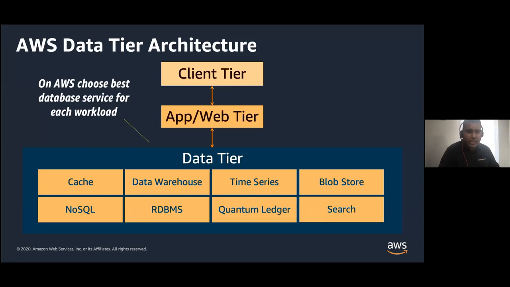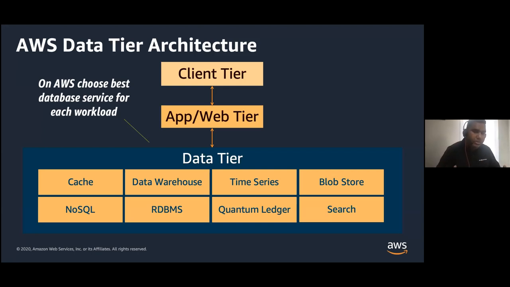On the data tier, you may have a use case for caching, right? You may have a use case for warehousing, right? Or maybe you may have a use case for time series database. All you care about is logging the times, right? Then you may need a blob storage, or you may need a NoSQL database. And there's a few more, right? Quantum ledger, then there's search, right?